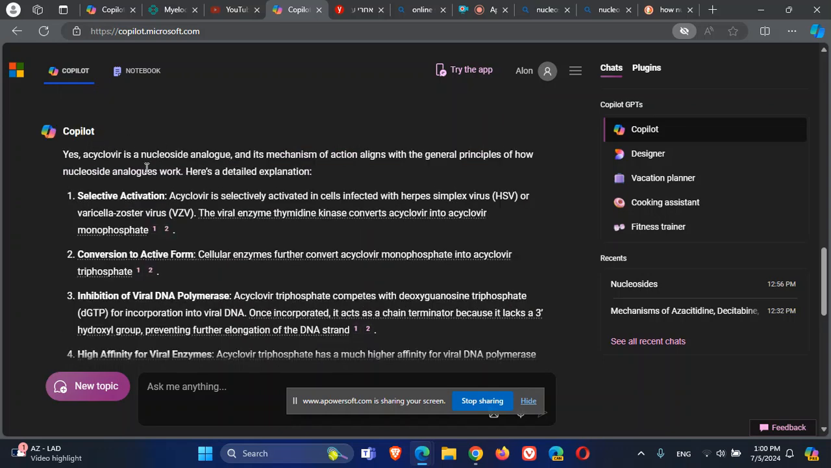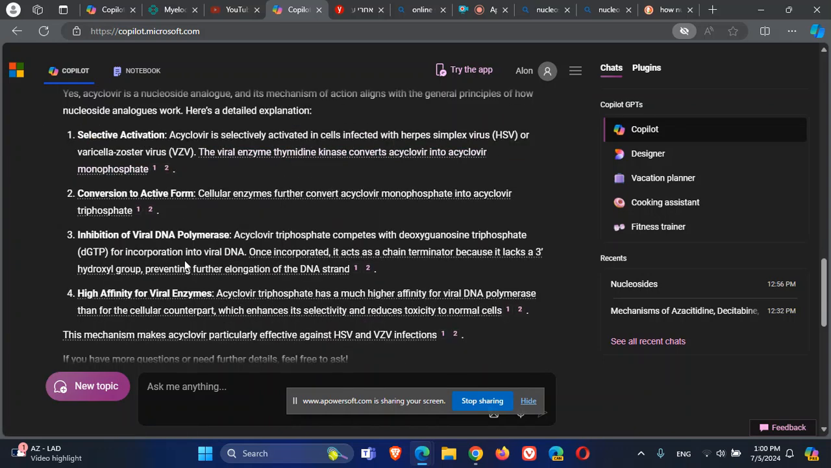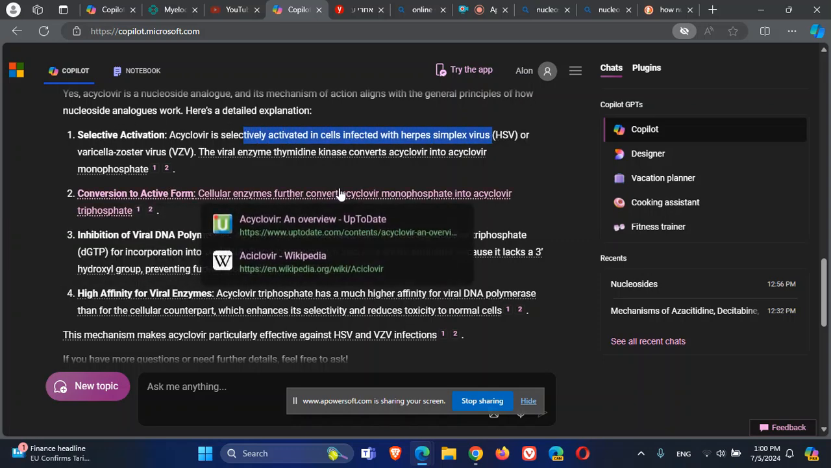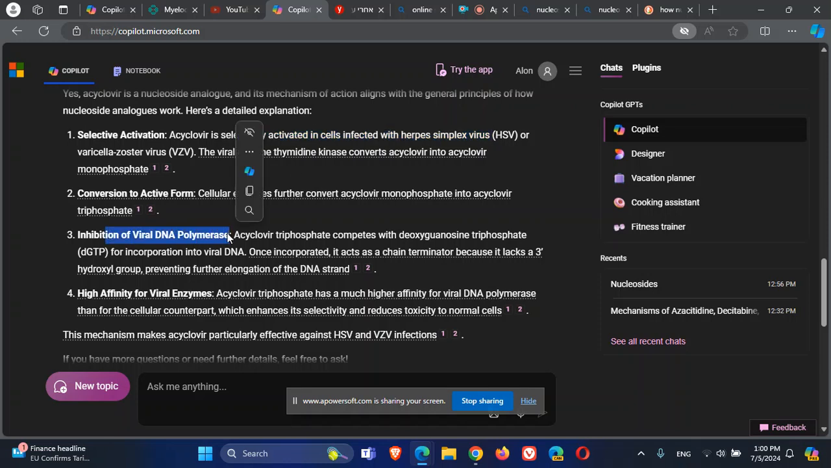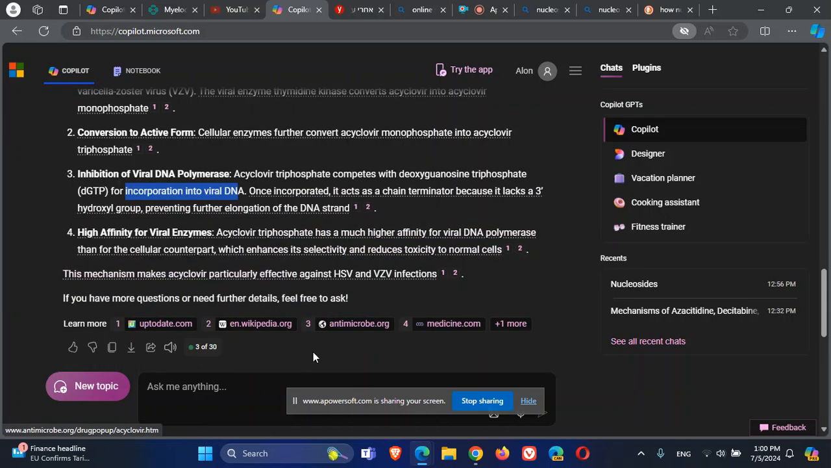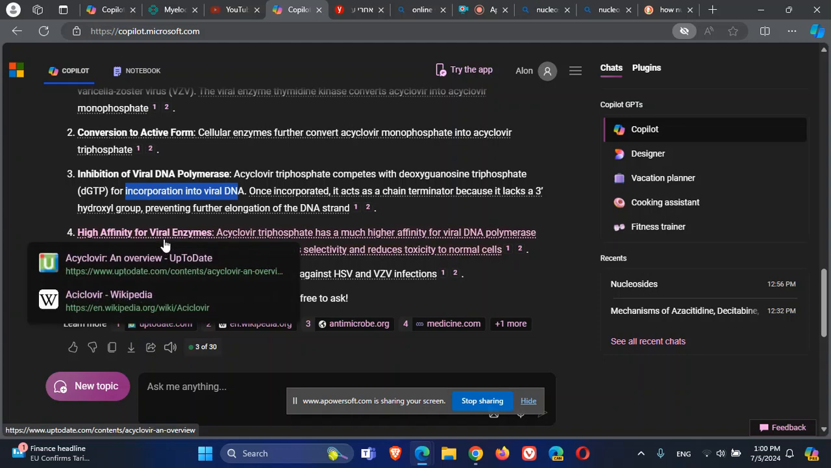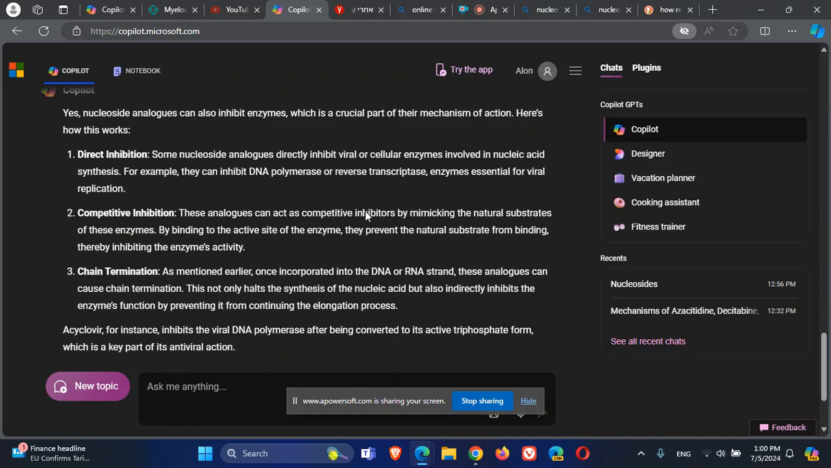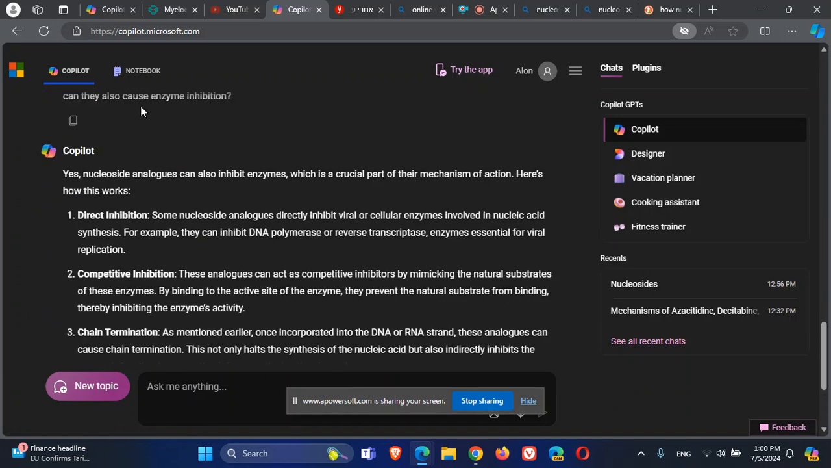And you can see here that acyclovir works quite the same way. Acyclovir is used for viral infections like varicella zoster virus and herpes simplex virus. You can see here the selective activation in cells of the herpes, conversion to the active form, and then inhibition of viral DNA polymerase. It is incorporated into the viral DNA, and it causes termination of the elongation of the DNA, and it goes selectively to viral enzymes.